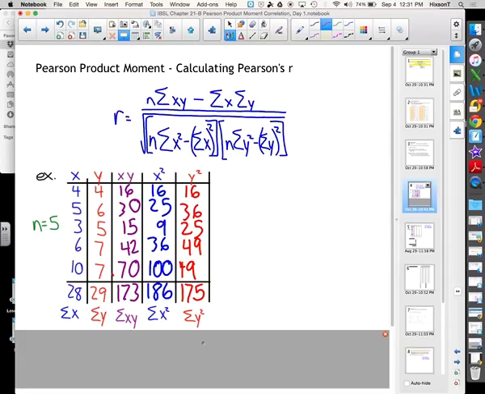So now, here's the cool thing. We've got all the numbers that we need to plug into our formula. We know n is 5 because there's 5 pairs of data. Alright? So now we simply need to plug it into the formula. So I'm going to have you guys try and see how well you do. You're going to need your calculators. Okay? Give it a try.